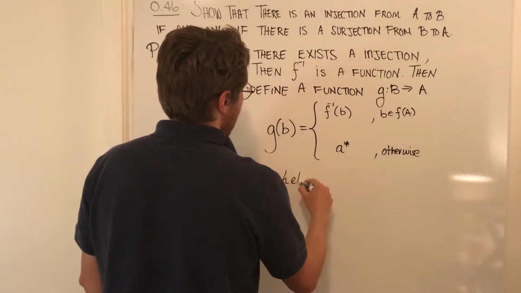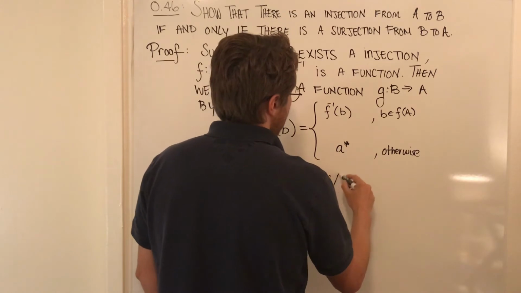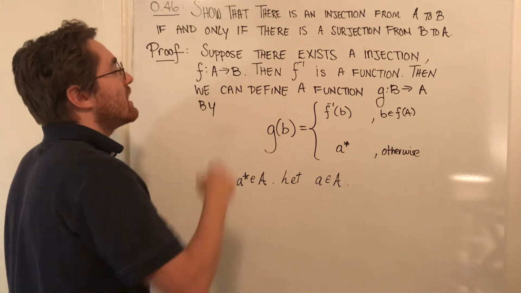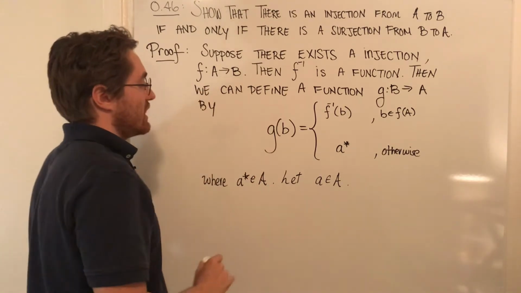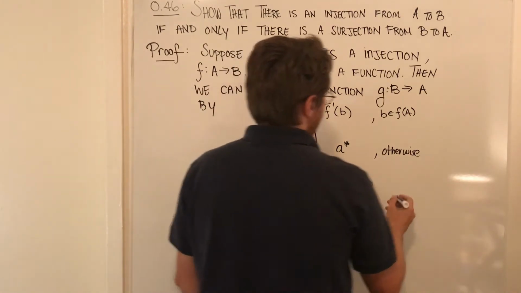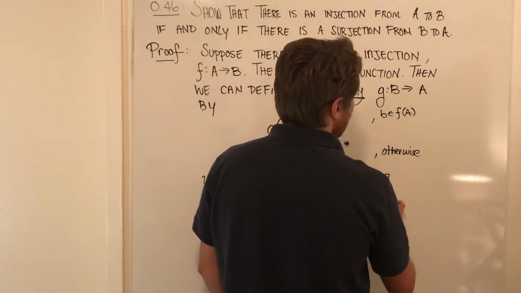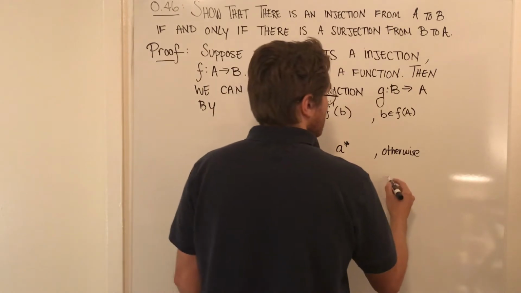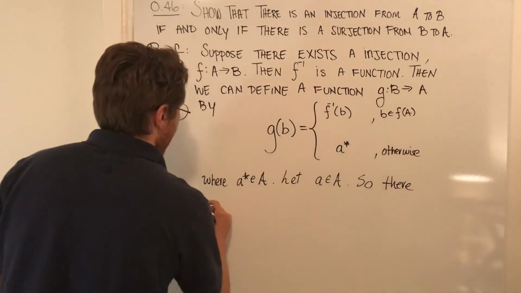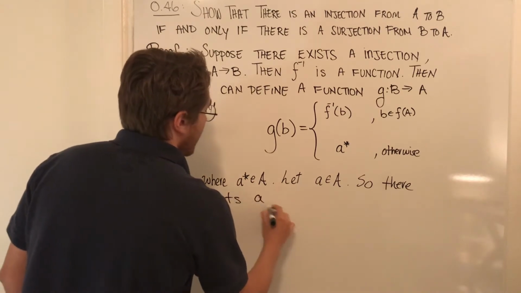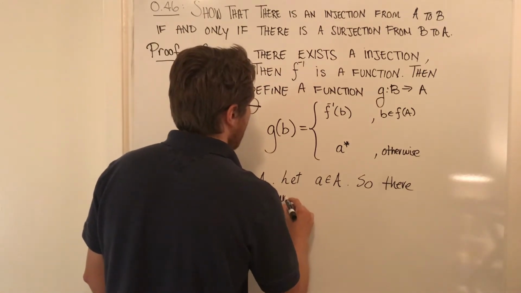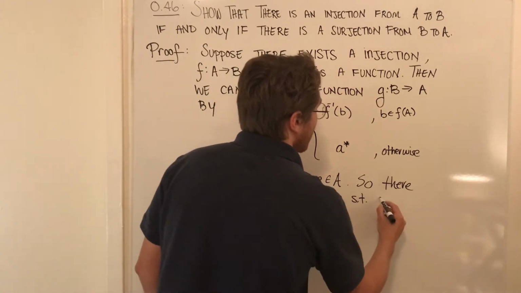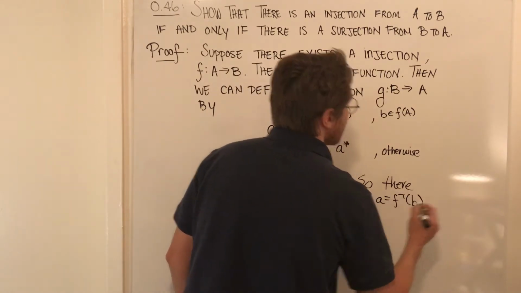So let a be some element of A. What I want to show is that a is the image of some b by g. So there exists, well, I already said I was going to stick to "there exists," so let me write it out. There exists a unique b in B such that a is f inverse of b, right?